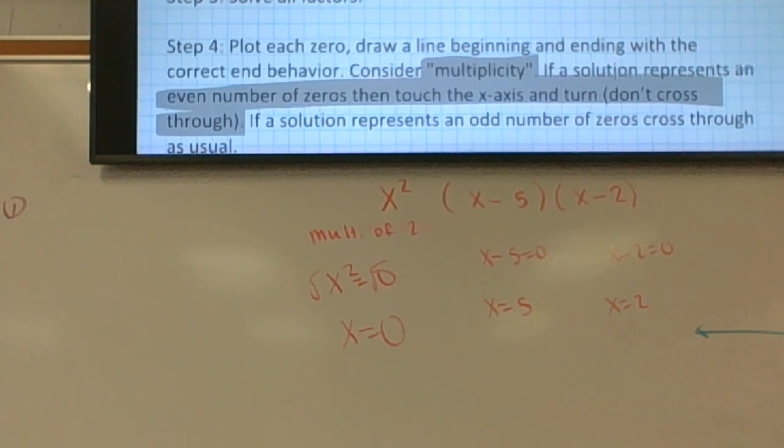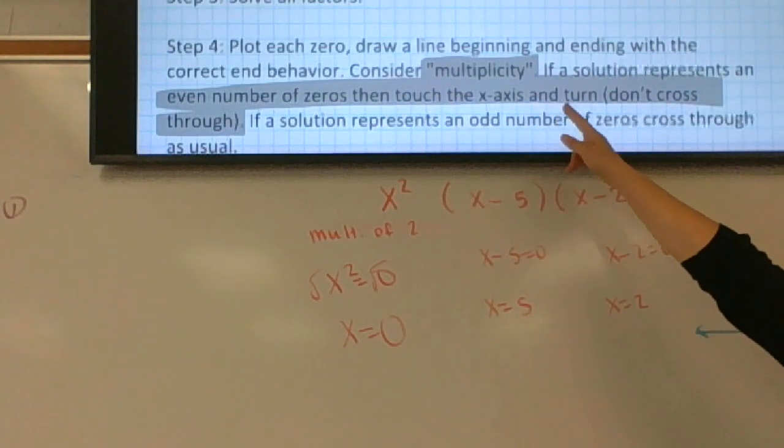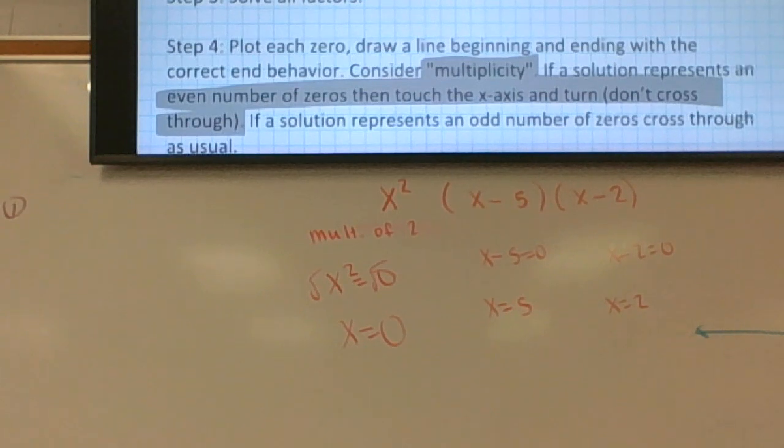If anything has an even multiplicity, you touch the x-axis and you turn around. It's a touch and turn. So this would be an even function. I'm going to start up high. When I come to 0, instead of going through it like it's an intercept, it touches it and bounces back up. A touch and a turn. The other ones I go through. They're intercepts and I move right through them. But when there is a multiplicity and it's even, it'll touch that point and bounce and turn up. Okay?